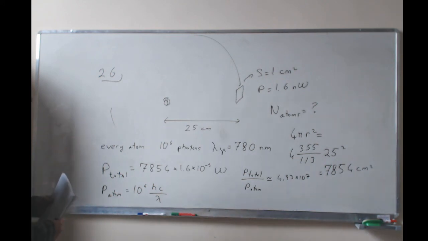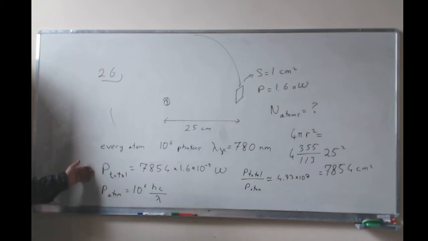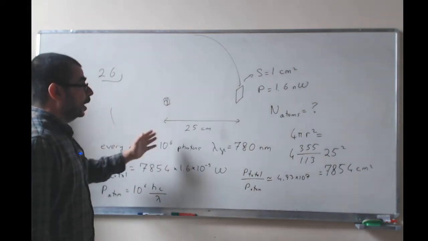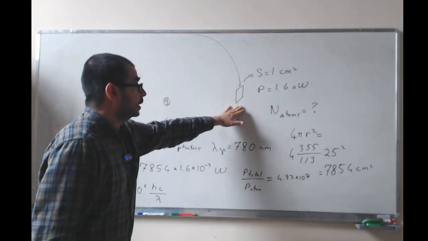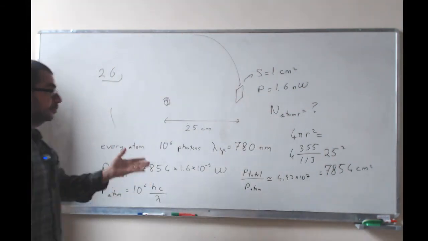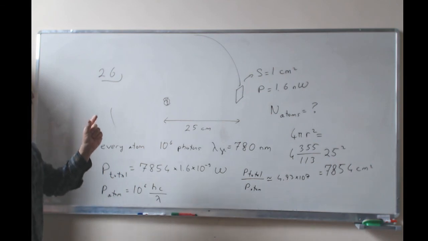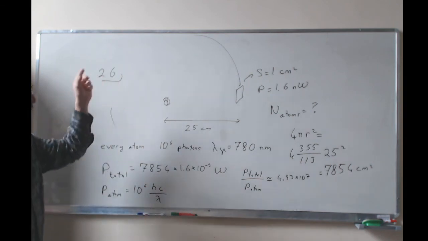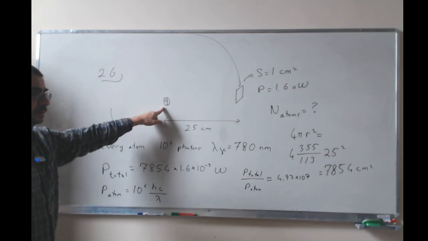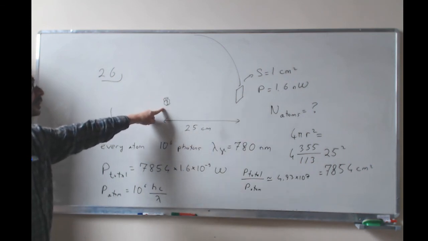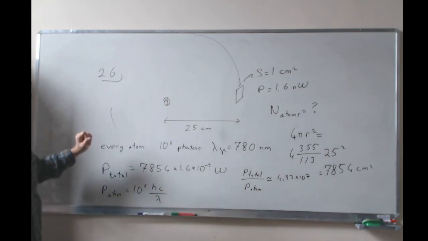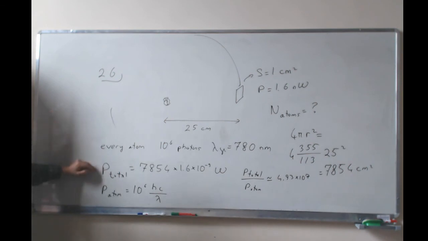You want to calculate the total number of atoms. For that you need the ratio of the total power to the power per atom. The total power you calculate from the power that's incident on your area amplified by the total area. Right? The total area is 7,854 centimeters squared. You are looking at just 1 centimeter squared. So the total power through this sphere, which must be the power just emitted by this, it has nowhere to go, it has to pass through this sphere. It must be just this number multiplied by whatever you're measuring. Right? So this is the total power.